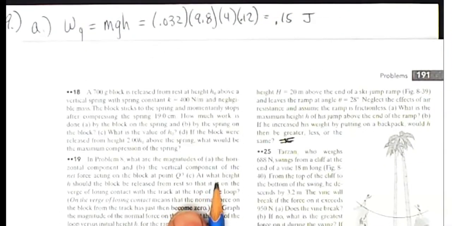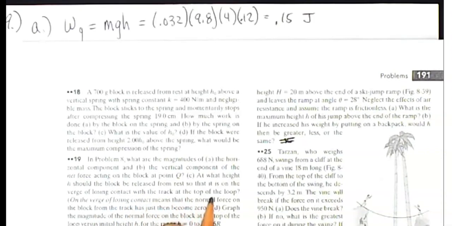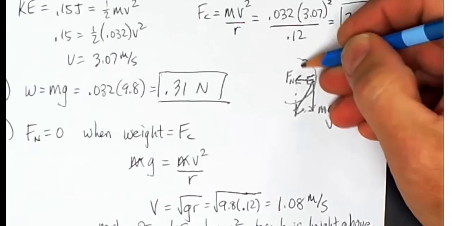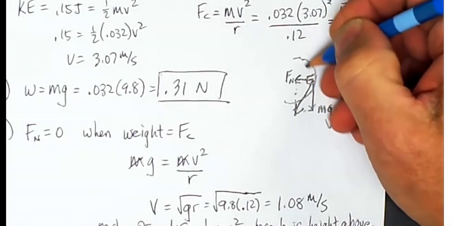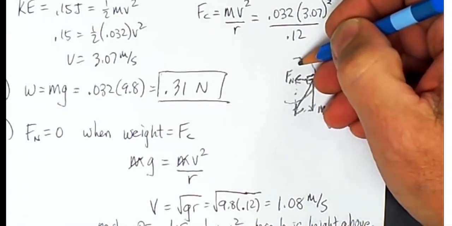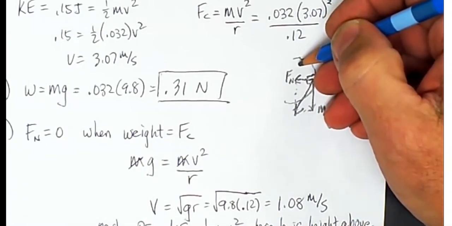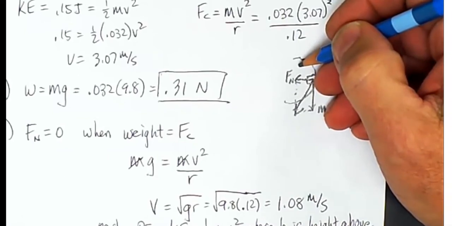At what height, h, should the block be released from rest so that it is on the verge of losing contact with the track at the top of the loop? When we get to the top of the circle, the normal force is what's providing the centripetal force. When that goes to 0, that's when it's just about to fall off the track.